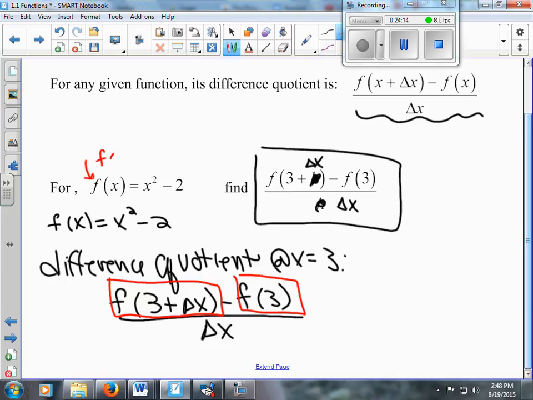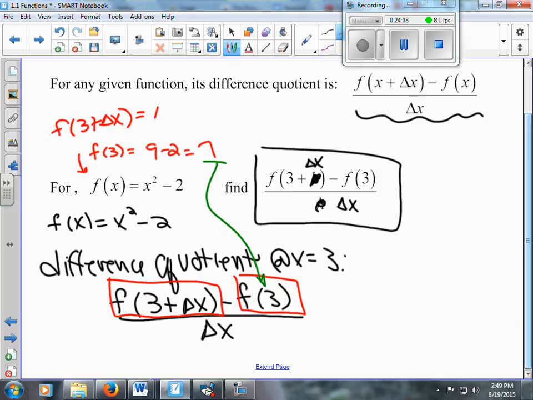I'll find f of 3. It's very easy. F of 3 is 9 minus 2. It is 7. So I'm going to put the 7 that I got there into this red box. 7. That goes there. Now let's find f of 3 plus delta x. That's the other red box. F of 3 plus delta x. Okay, so I replace the x with 3 plus delta x. That needs to get squared and then minus 2. All right, that's got to simplify.